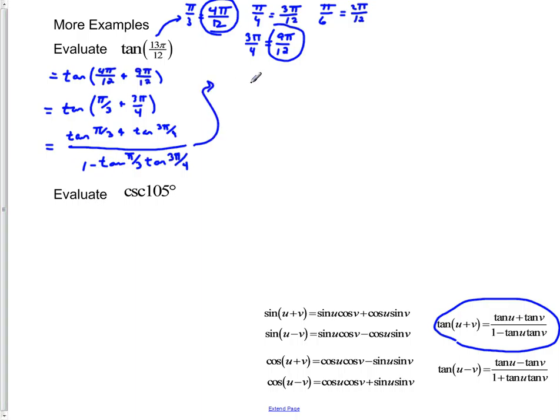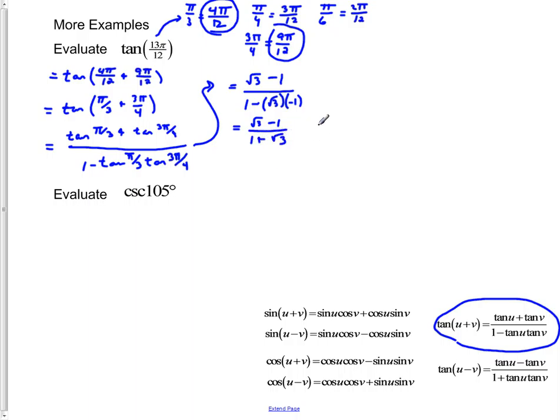So let's make some substitutions right here. Tangent of pi over 3, we happen to know from our tables, is equal to radical 3. The tangent of 3 pi over 4 is a second quadrant angle with a reference of pi over 4, and in the second quadrant, tangent is negative, and the tangent of pi over 4 is equal to 1, so this must be radical 3 minus 1 in the numerator. In the denominator, we're going to have 1 minus radical 3 times negative 1. So the number we're actually going to evaluate is the square root of 3 minus 1 divided by 1 plus the square root of 3.